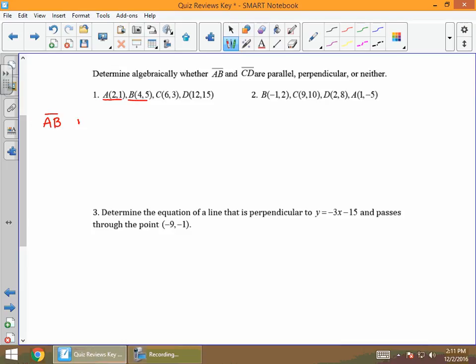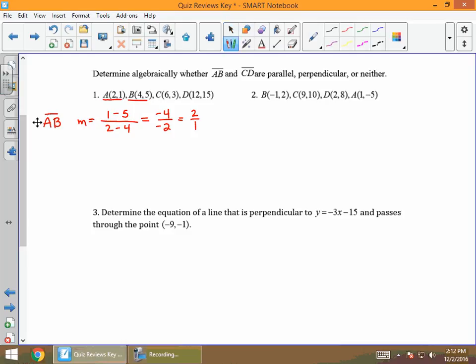So my slope is y2 minus y1. So let's do my y's. My y values are 1 and 5. So 1 minus 5. My x values are 2 and 4. So 2 minus 4. 1 minus 5 is negative 4. 2 minus 4 is negative 2, which simplifies down to 2 over 1.